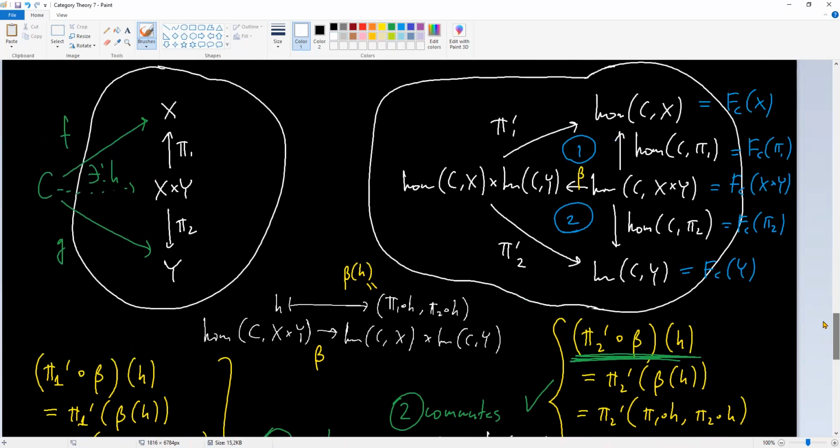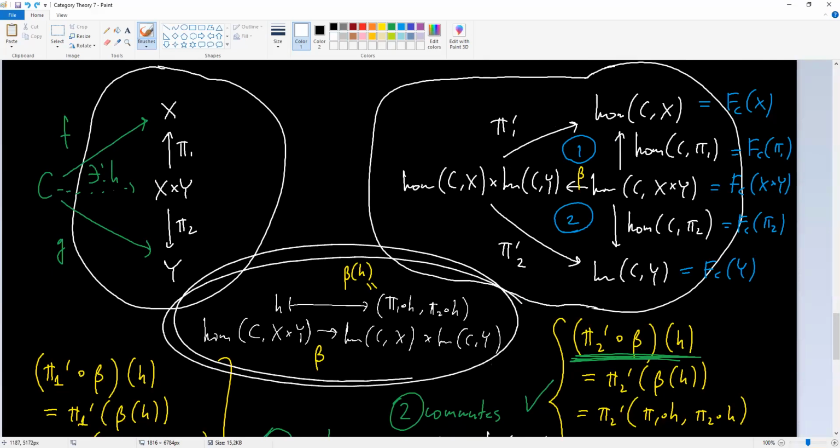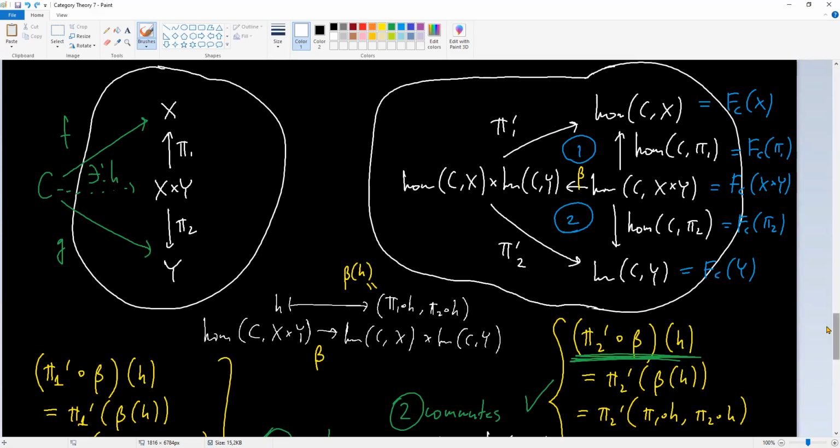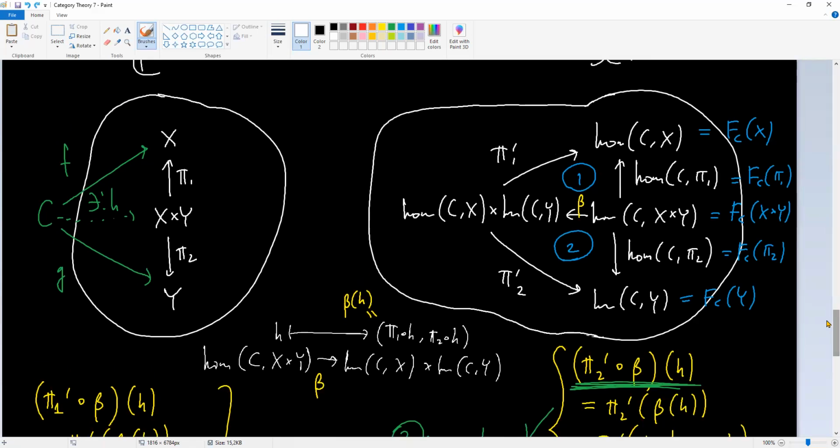So the bijection beta, which we have by definition of product, remember, the definition of product is equivalent to saying, that's the thing I asked if you remembered or not. It's equivalent to saying that for every c, this specific function is a bijection. So now we can rephrase it by saying that the definition of product is equivalent to saying that for every c, there is a bijection here making 1 and 2 commute.